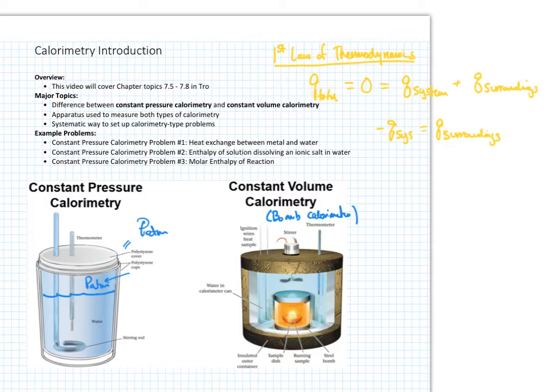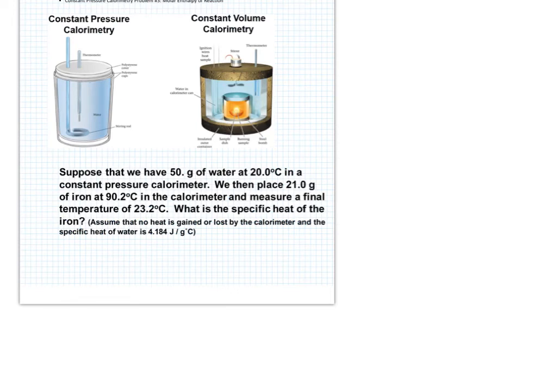Now, let's take a look at a specific example. Suppose we have 50 grams of water at 20 degrees C in a constant pressure calorimeter. Remember, that's this type of calorimeter right here, the coffee cups that we've stolen. And we place 21 grams of iron at 90.2 degrees C in the calorimeter and measure a final temperature of 23.5 degrees C. What is the specific heat of the iron? What we're trying to do here is place a chunk of iron inside of here. This iron is at 90.2 degrees C, and the mass of iron is equal to 21.0 grams.